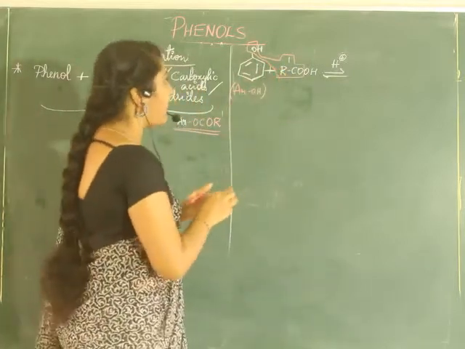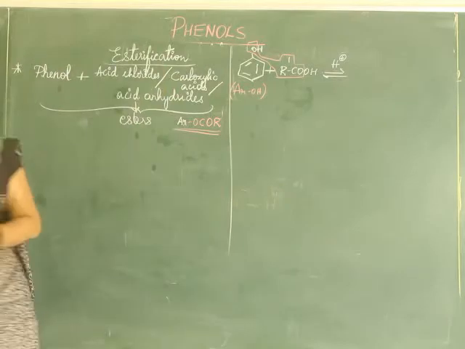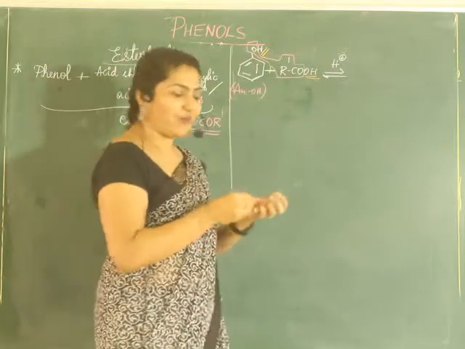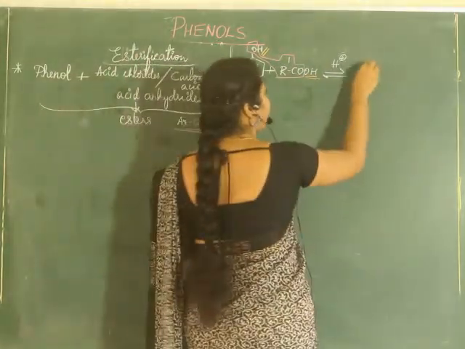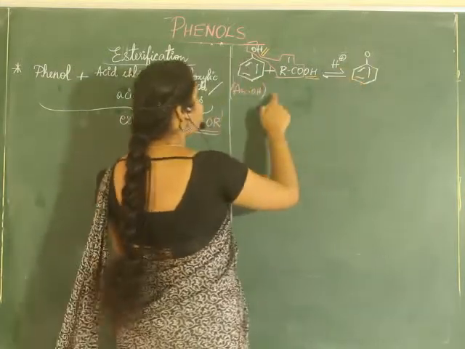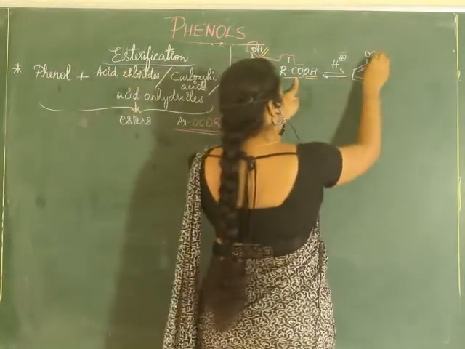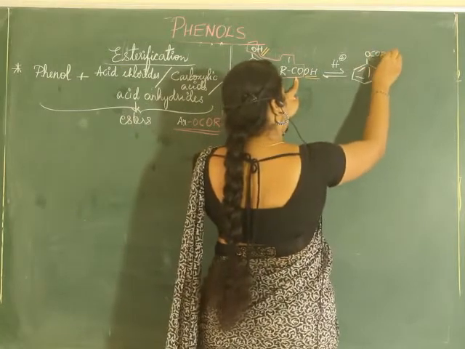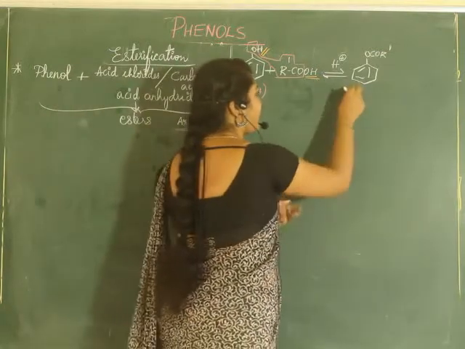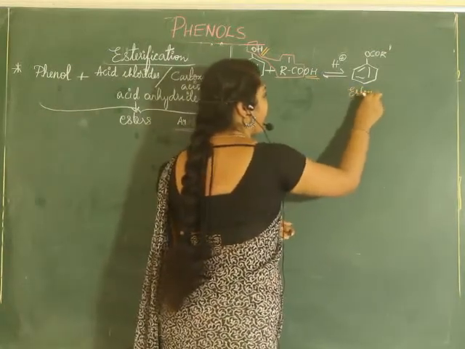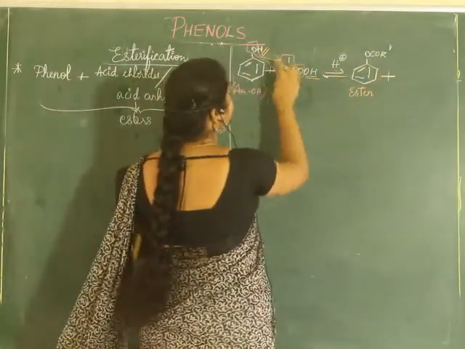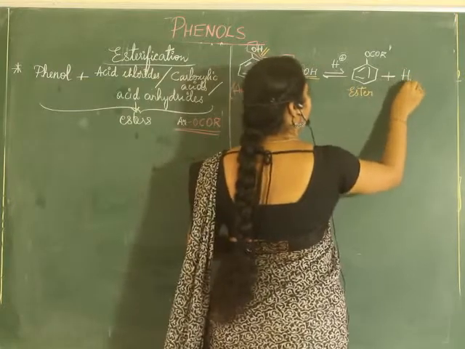And what are the remaining things you have? What can be the byproduct here? H plus OH forms what? H2O. So the product is, to the benzene ring, O already is there. Here this CO attaches to O and then R-. OCOR-. What is it? It is an ester. Now esterification has taken place. What is the byproduct formed here? The byproduct formed is H plus OH, H2O.